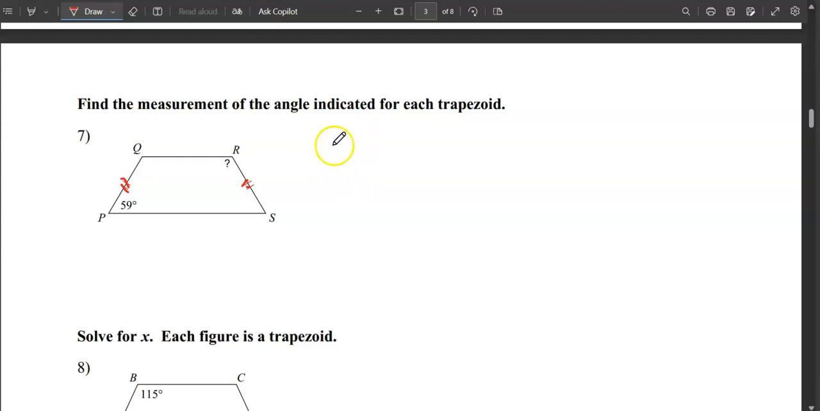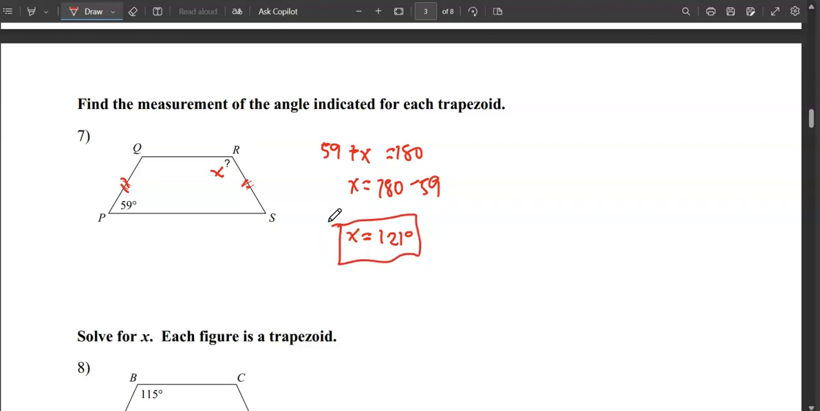So we'll call this x. So we have 59 plus x should give you 180. So we have x equals 180 minus 59. X is what? 121 degrees. Right? Very straightforward.